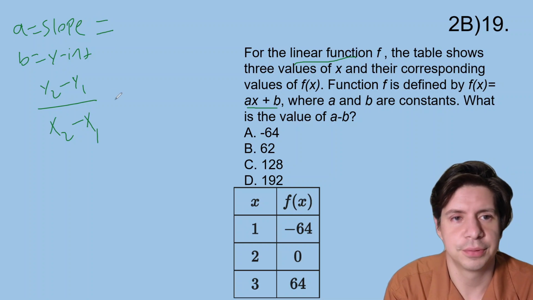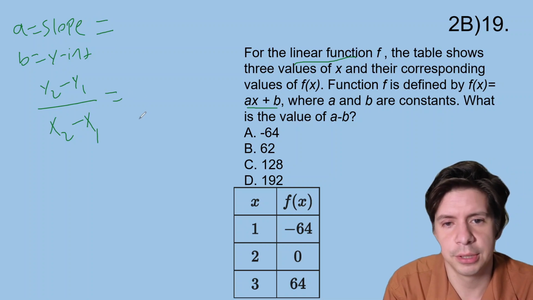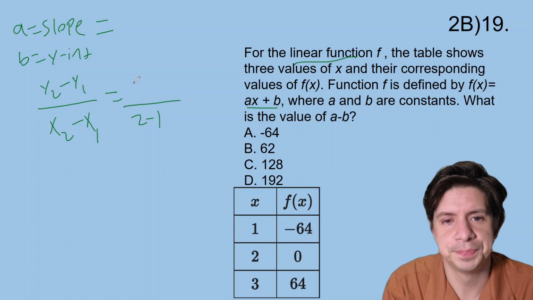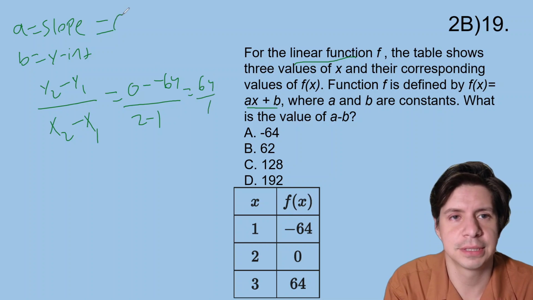And then slope is going to be, on the bottom we'll do 2 minus 1. On top we'll do 0 minus negative 64. And that's going to get me 64 over 1. So the slope is going to be 64.